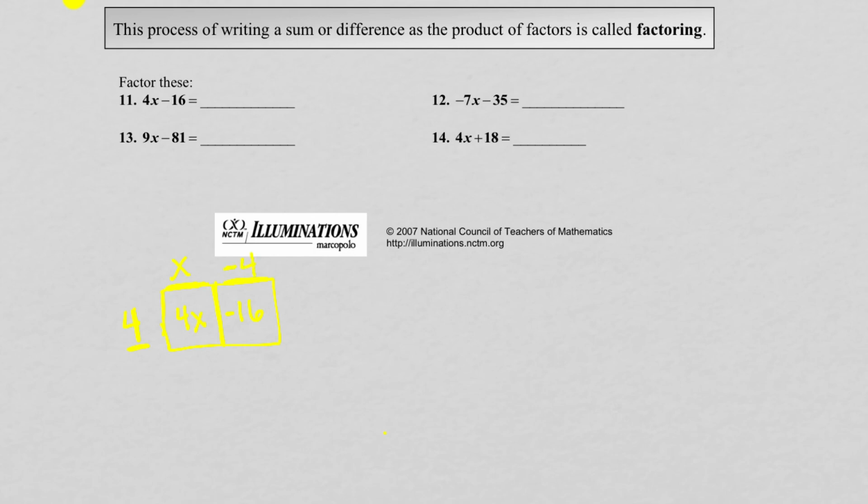So now I'm going to use this information: 4 times x minus 4. That's what I get when I factor. And I can always check that if I want to. What is 4 times x? It is 4x. And what is 4 times negative 4? It is negative 16. So I know that that is correct. And you're going to repeat that for numbers 12, 13, and 14. Take a screenshot of that and send it to me when you're finished.